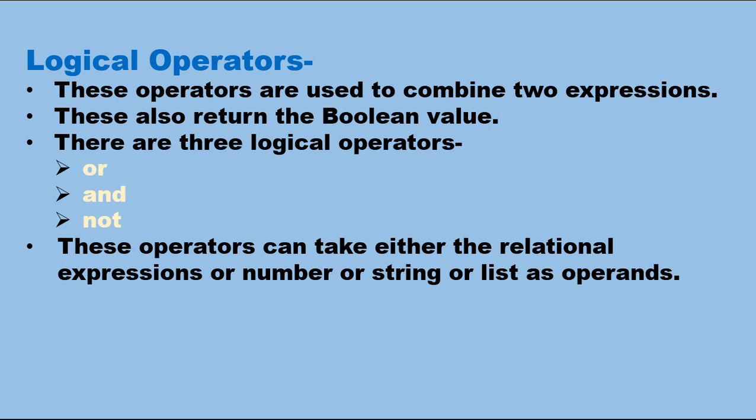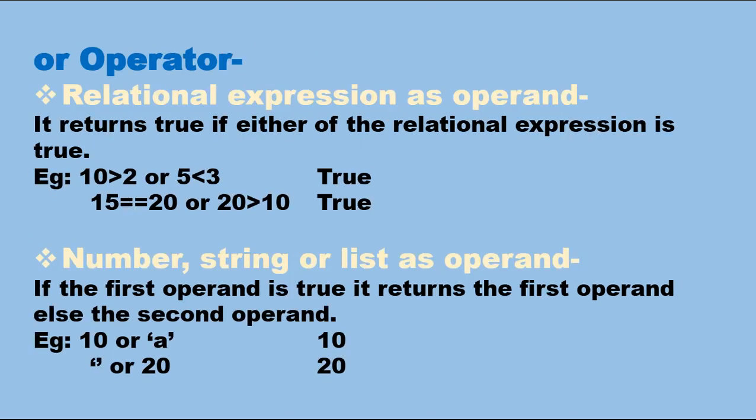These operators can take either the relational expression as an operand, or they can take the number, string, or list as an operand. Now starting with the OR operator. This operator can take either the relational expression as an operand or number, string, or list as an operand.